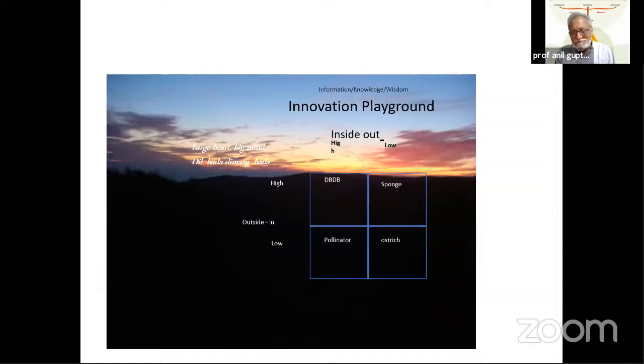Dil bada, dimag bada. सही है? हैं? दिल भी बड़ा होना चाहिए, दिमाग भी बड़ा होना चाहिए. तब तो आपको डर नहीं लगेगा शेयर करने में. अरे कोई और मेरा काम को ले जाएगा. कोई नहीं लेता भाई. और ले जाएगा तो ले जाने दो यार. तुम्हारे पास कोई एक ही आइडिया है.